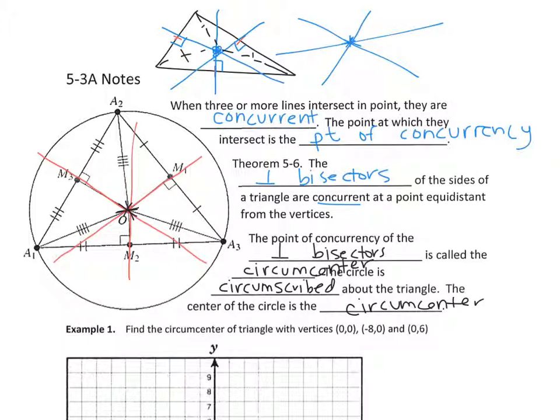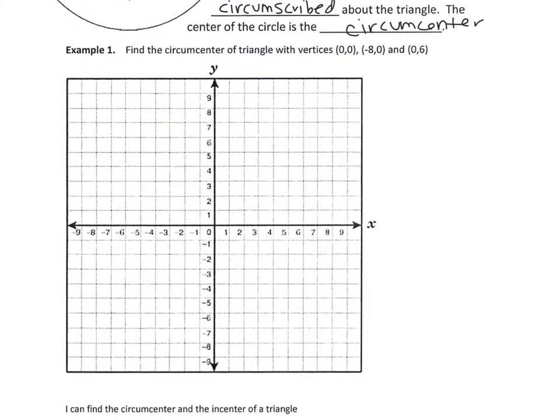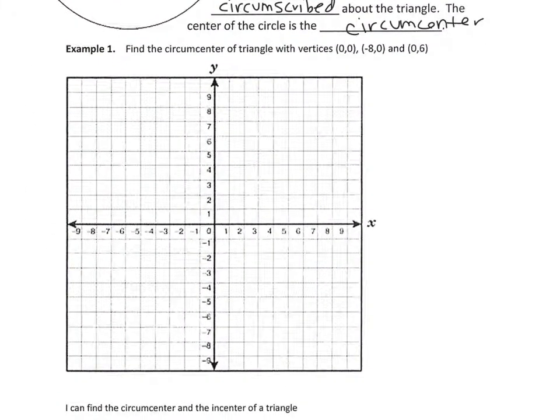So down here reads, find the circumcenter of the triangle with vertices at (0, 0), (-8, 0), (0, 6). So first I'm going to plot these points. So this is a triangle. And we know that to find the circumcenter, you have to see where the perpendicular bisectors intersect. So I'm not going to do this line right here because it's going diagonal, and to find its center is a little more complicated, but I can bisect these two.